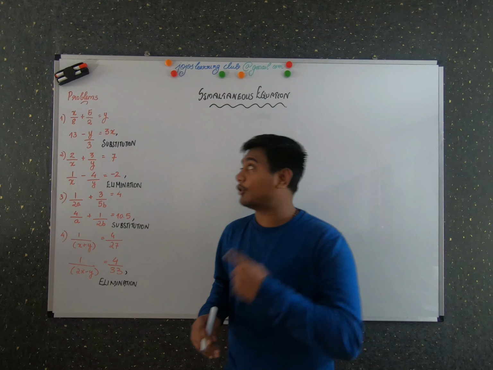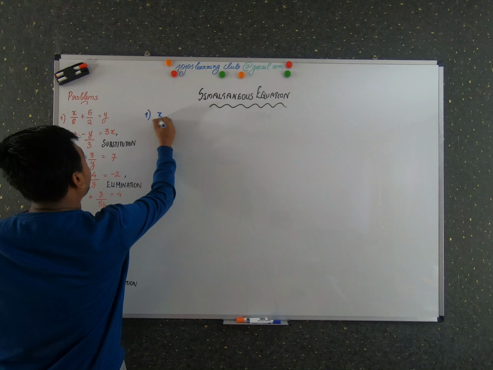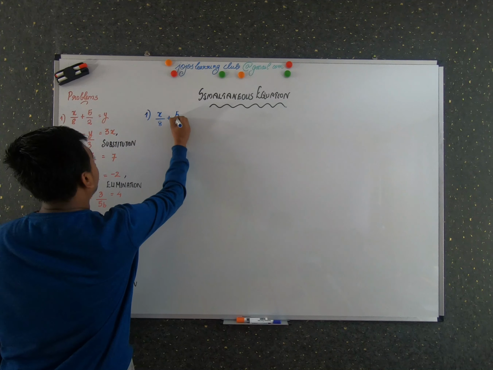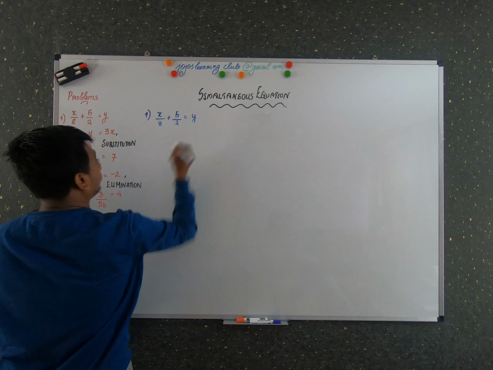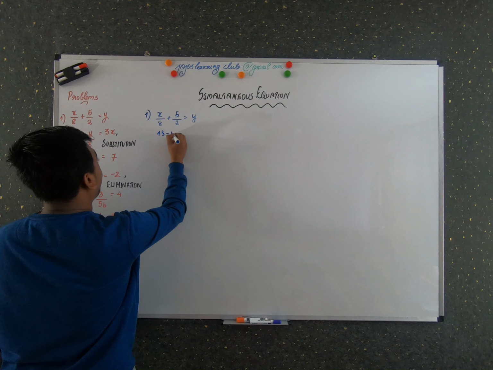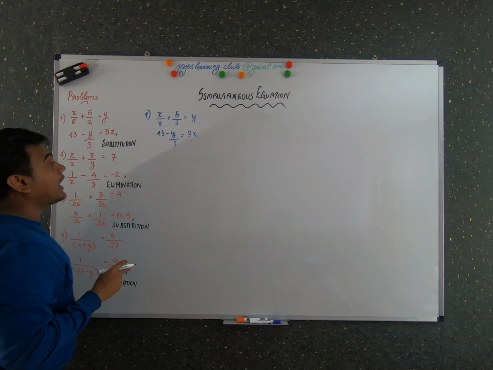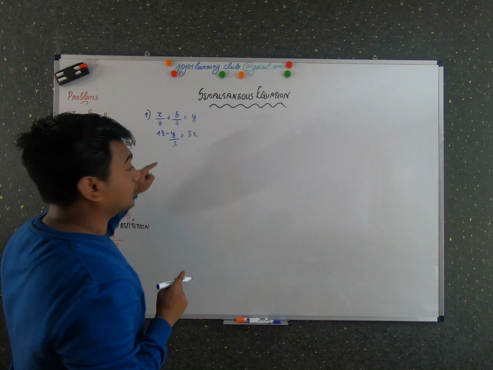I'm going directly to the problems. I'm going to deal with the first problem now. The first problem is x by 8 plus 5 by 2 y is equal to y. This is my first equation, and the second equation is 13 minus y by 3 is equal to 3x. So I have two equations here, and I'm now going to solve both.